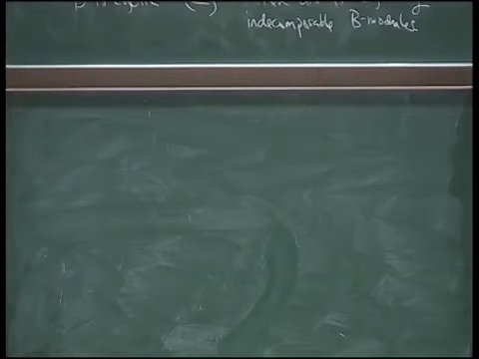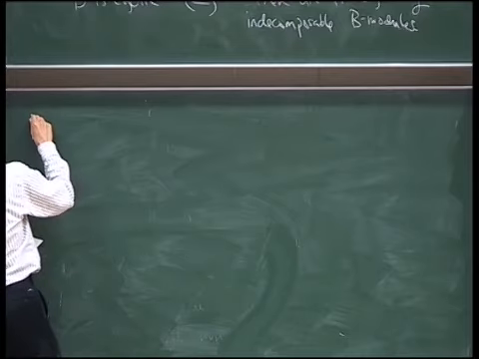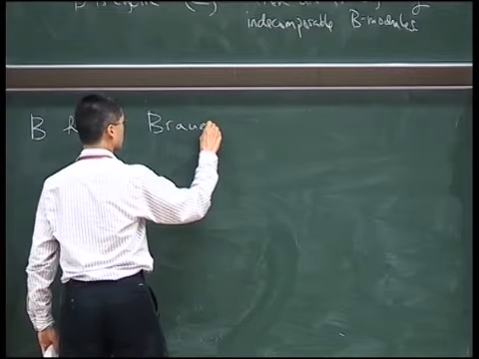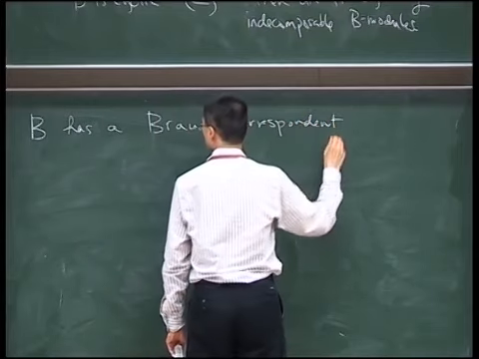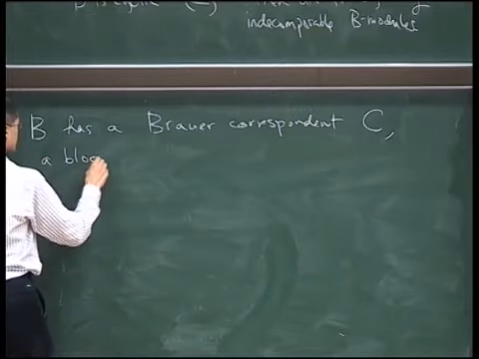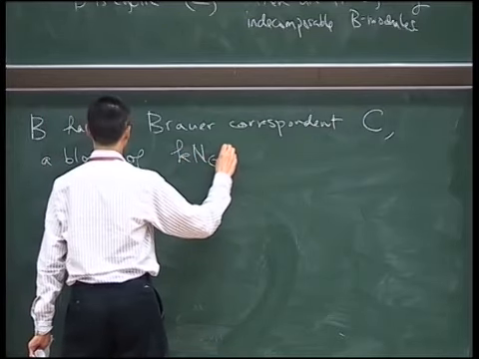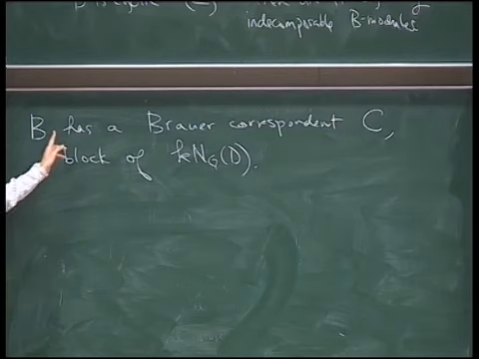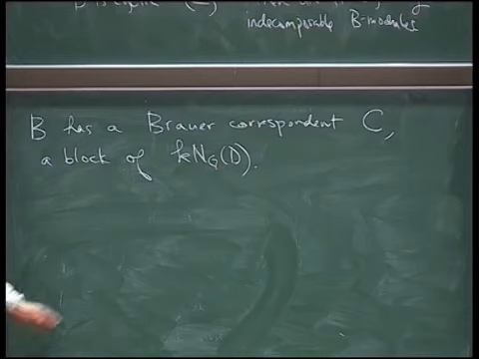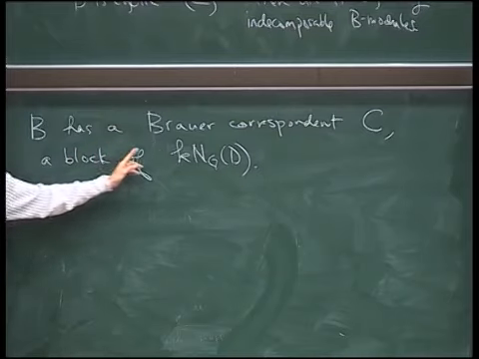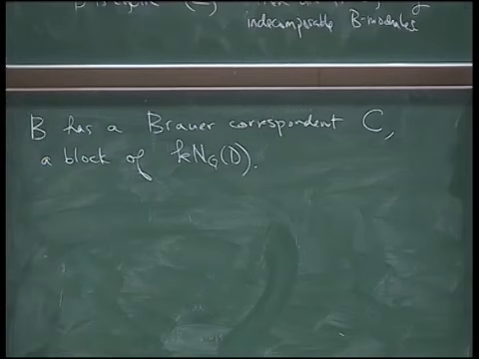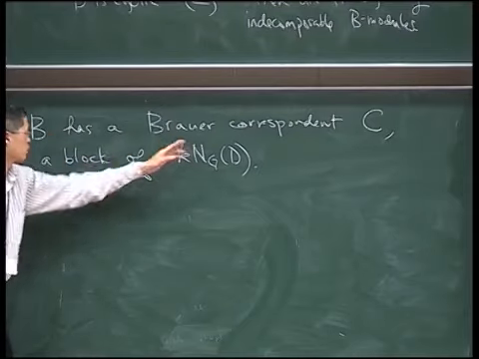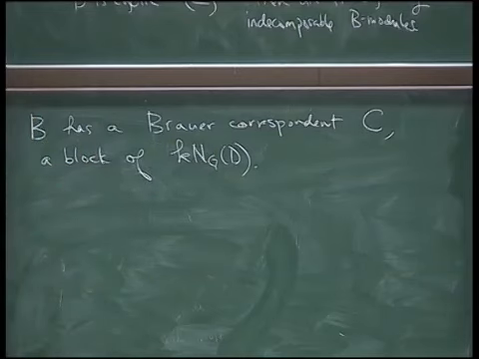Once we have a defect group, we can associate to the block a block of a potentially smaller subgroup. Each block B has what's called a Brauer correspondent, which is a block of the normalizer in G of the defect group. In fact, there's a one-to-one correspondence between the blocks of a group with a fixed defect group D and the blocks of the normalizer with that same defect group. But let's not worry too much about that. At this point, I'm just associating to B another block of a subgroup.